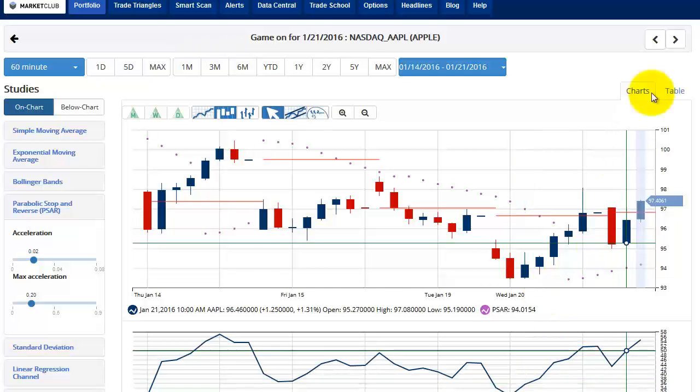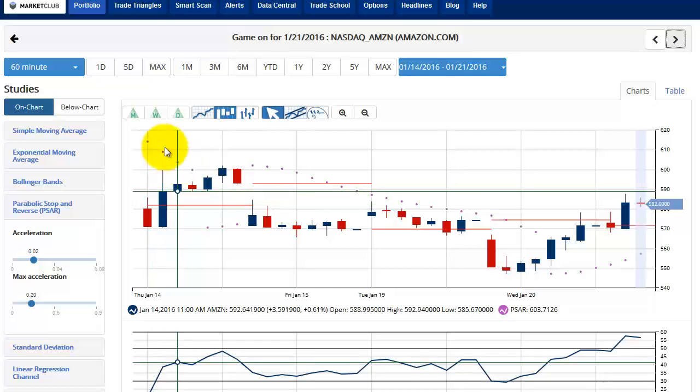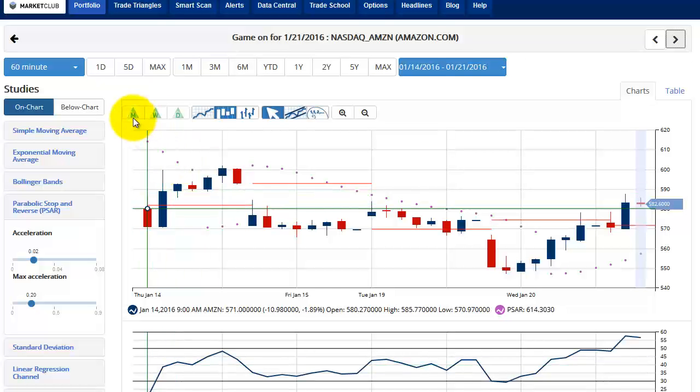So let's move on to our next stock. This is Amazon. Now Amazon, if you remember, was a mixed picture. The longer term trend, the monthly, was on the upside. The intermediate term trend was negative, indicating the trading range.